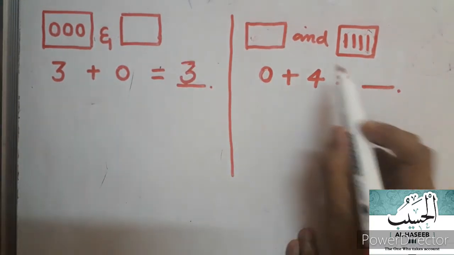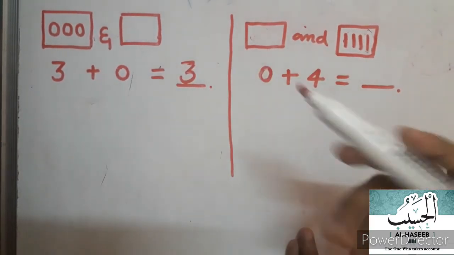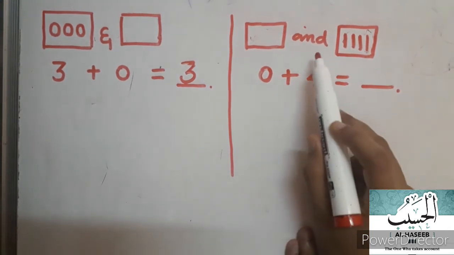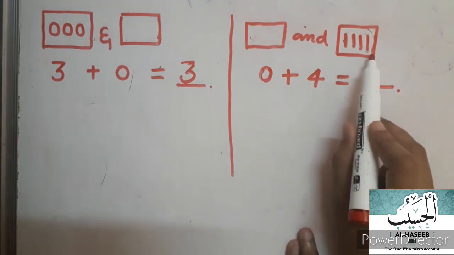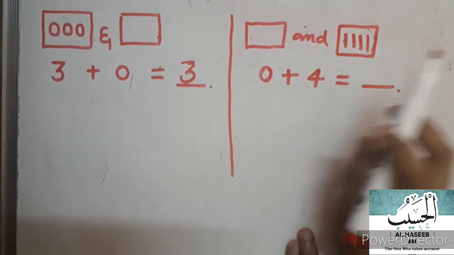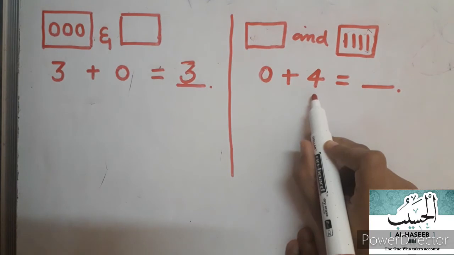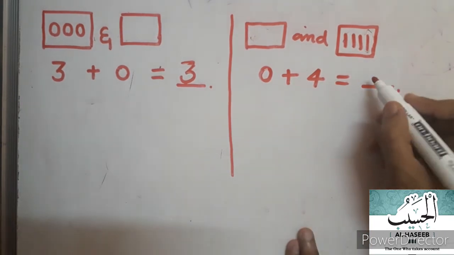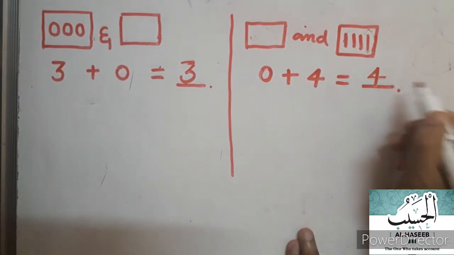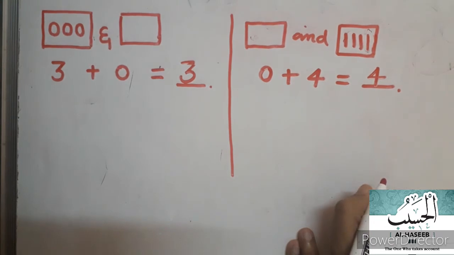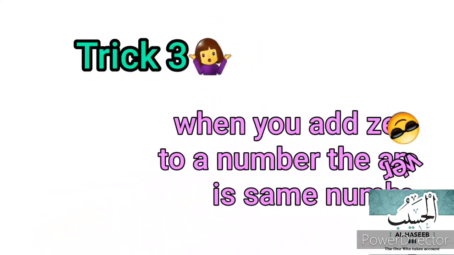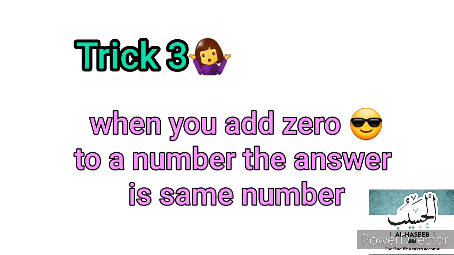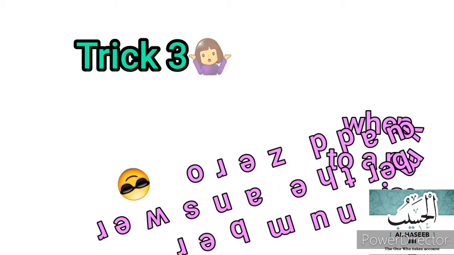Friends, can we do next sum? Yes. Here nothing, so put 0. Then there are 4 lines, so put 4. 0 plus 4, can you find out? Yes. 0 plus 4 equals 4. So that we can say when you add 0 to a number, the answer is the same number.